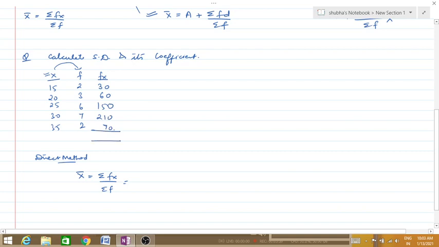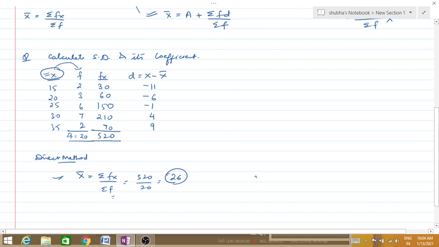Now the total of fx becomes 520. And we also need the total of frequency, that means sigma f, which is 20. By putting the values, 520 divided by 20, we get 26. Now this actual mean is used to find the deviation in the direct method, x minus mean. This is x, this is mean. So 15 minus 26 becomes minus 11, 20 minus 26 is minus 6, 25 minus 26 is minus 1, 30 minus 26 is 4, and 35 minus 26 becomes 9.